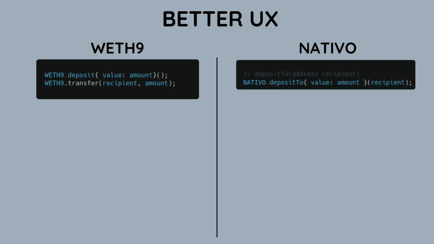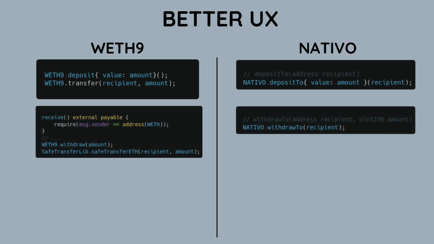Now let's take a look at the UX of Nativo. On the left side we have WETH, on the right side we have Nativo. So if we want to deposit to a user, on WETH9 we first have to deposit and then we have to transfer. On Nativo we can use the depositTo function.